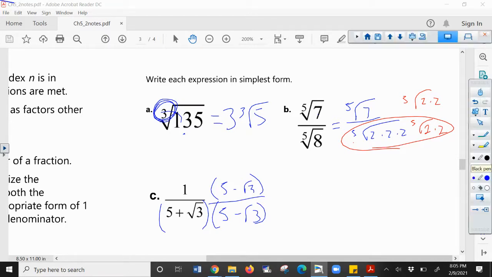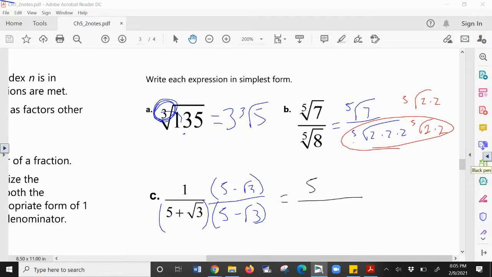Let's see what that is. The numerator is easy because it's just 1 times this thing. You can put this in a box if you need to, or you can say, I know that the middle terms are going to add up to 0. So the first terms are 25. The square root of 3 times negative square root of 3 is negative 3.